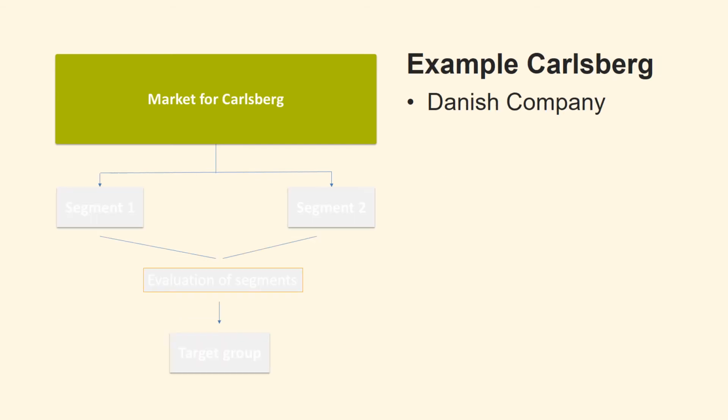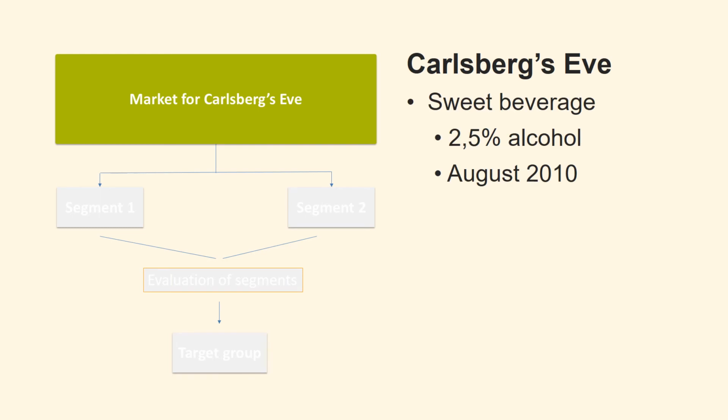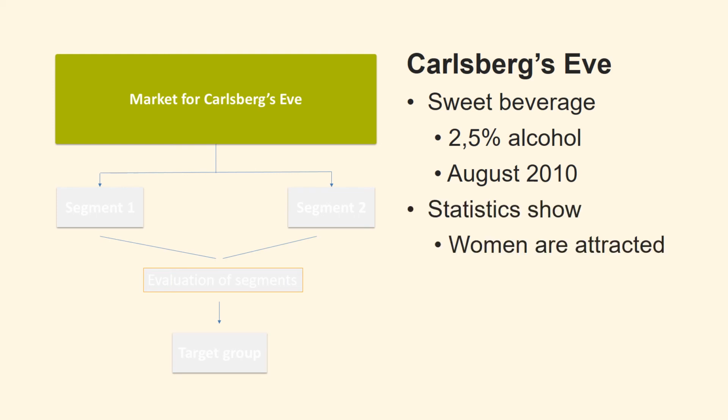In the following section, we will review an example of segmentation with respect to the Danish company Carlsberg. We will use Carlsberg's product Eve as a case story. Eve is a sweet beverage like a breezer or cider with only 2.5% alcohol. Eve was introduced to the Danish market in August 2010. Carlsberg has decided to use market segmentation in order to find the primary target group for the launch of Eve. Carlsberg's own statistics show that women are attracted to these sweet beverages with low alcohol content.